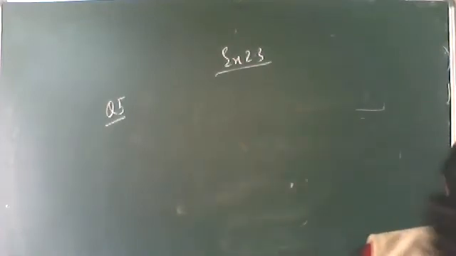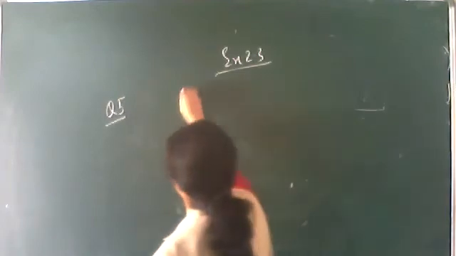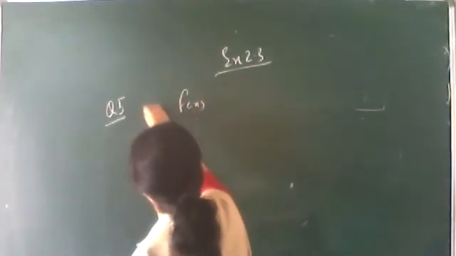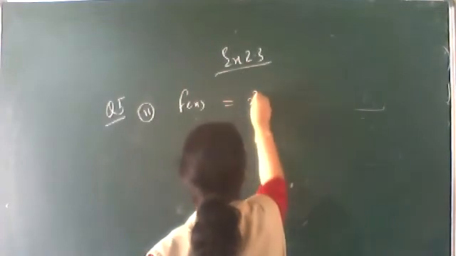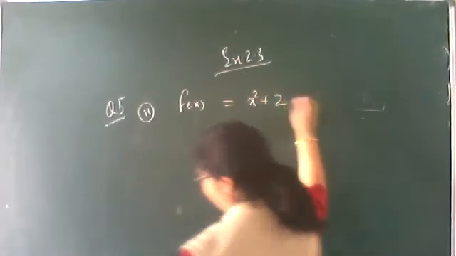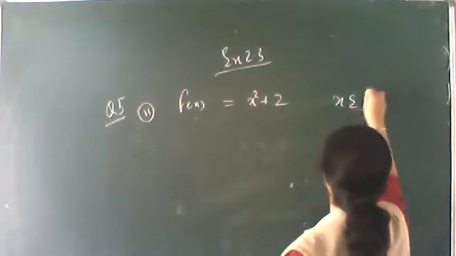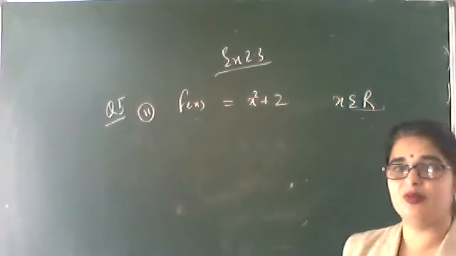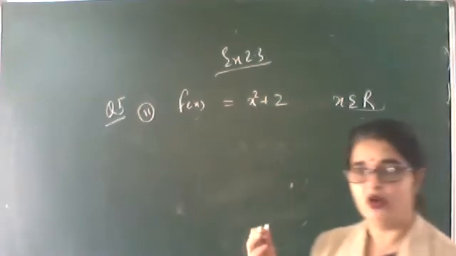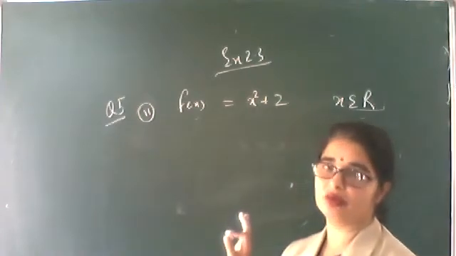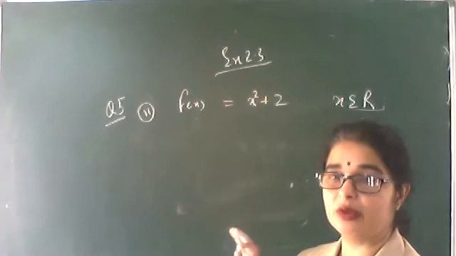Just see what we have. The second part is f(x) is equal to x square plus 2, where x is a real number, where x belongs to R. Now they have said x belongs to R. That means the domain will be all real numbers. They are not asking about the domain. They are asking about the range.